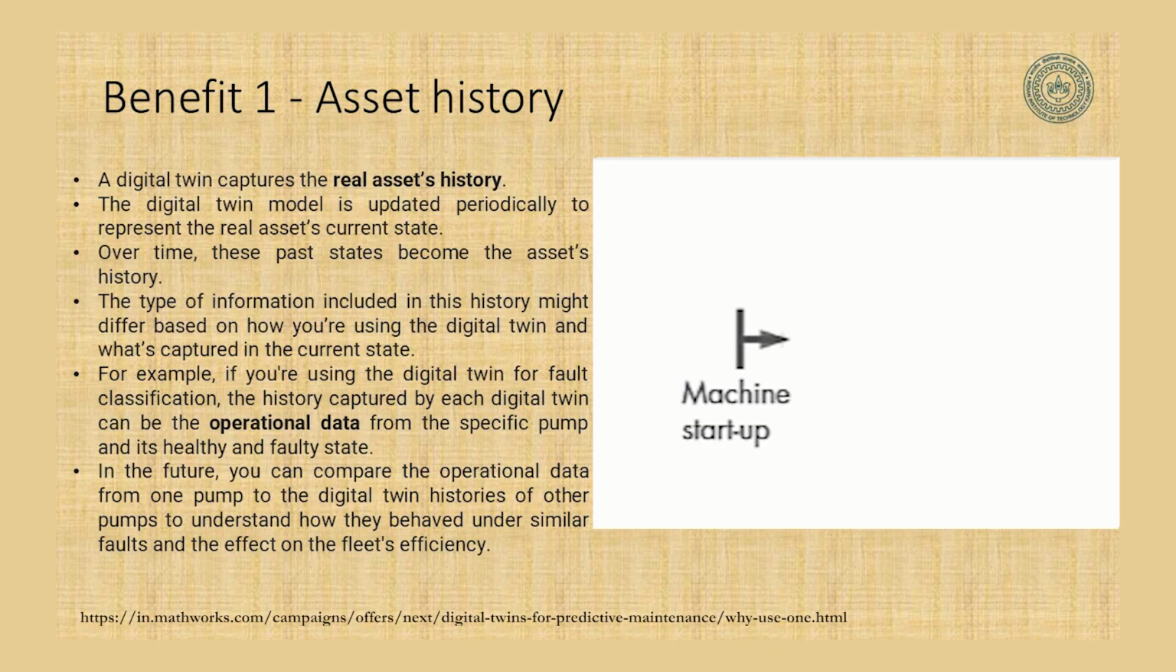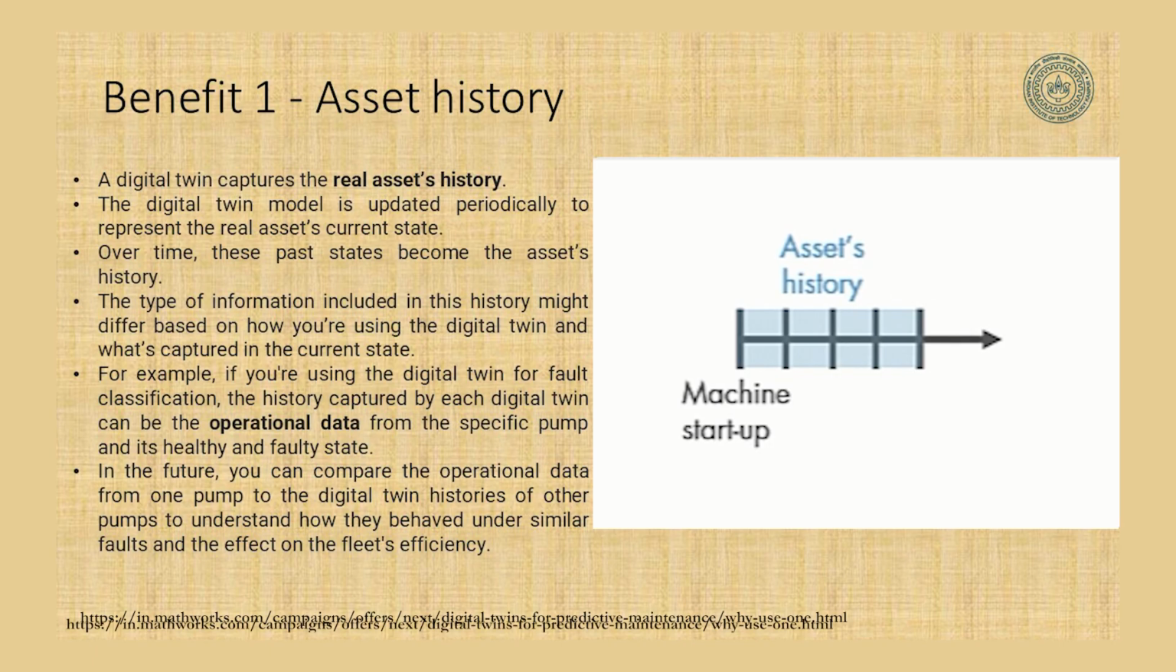So, this is the current state, okay, from machine startup, and then it captures all of the history that comes in. So, a digital twin is updated periodically to represent the real asset's current state, and over time these past states become the asset's history. Okay. So, all the current states are stored. The type of information included in the history may differ based on how you are using the digital twin and what is captured in the current state. Okay. So, you can use digital twins in many different ways. So, depending on how you use it, the type of information may differ.